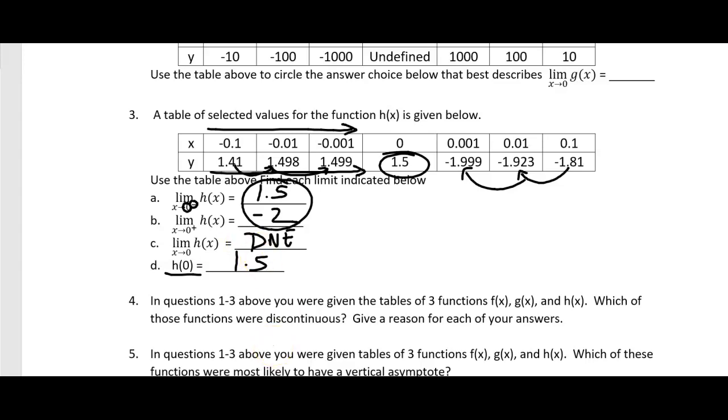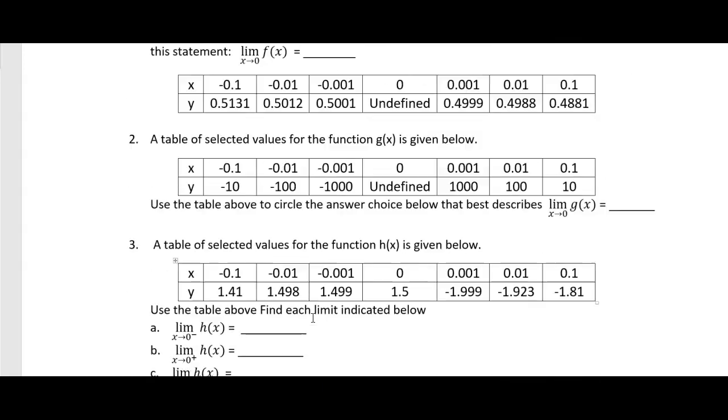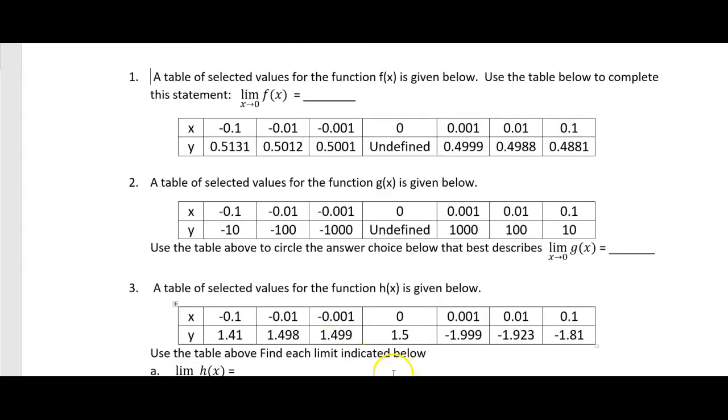All right, let's go ahead and take a look at questions 4 to 5 here. In questions 1 through 3, you were given the functions f, g, and h. Which of these functions is discontinuous? And give a reason for each of your answers. Well, actually, all of them are not continuous at their value of 0. So why are they not continuous? Well, this one's not continuous because f of 0 is undefined.